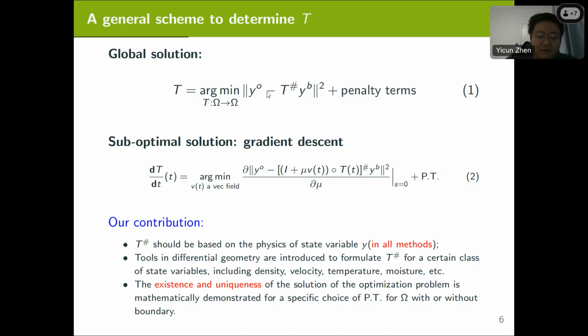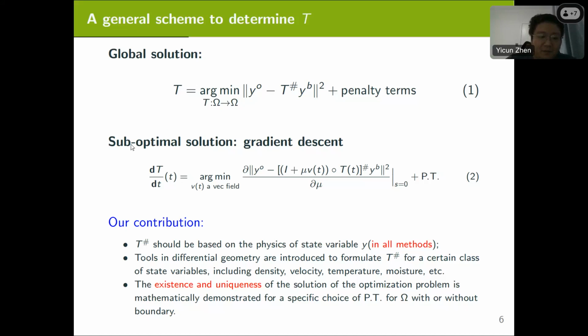So this is a basic, quite common strategy for when we want to find some optimized parameter. So T is a displacement map, from omega to omega, and this is a global solution. We call it a global solution because this T is far away from the identity. But usually this is not easy to solve. Why is it not easy to solve?